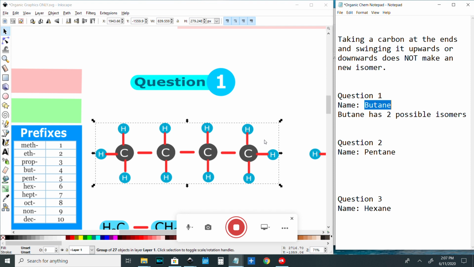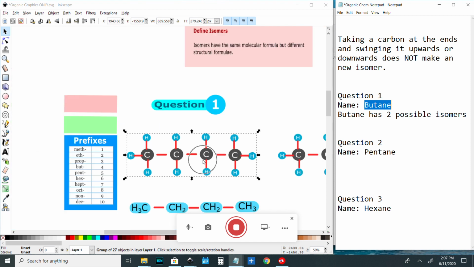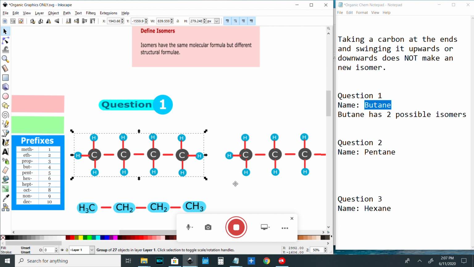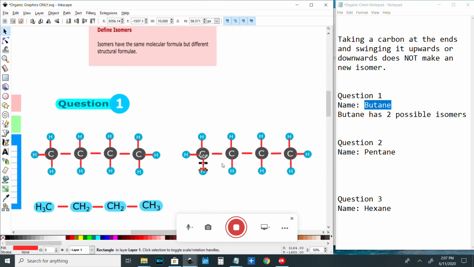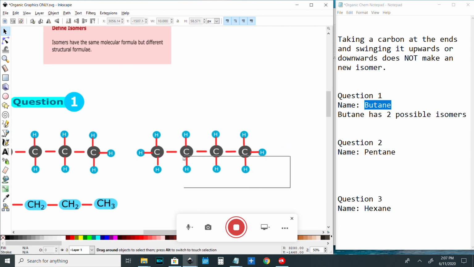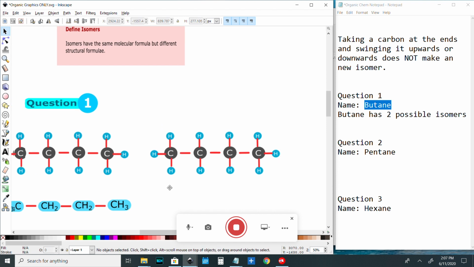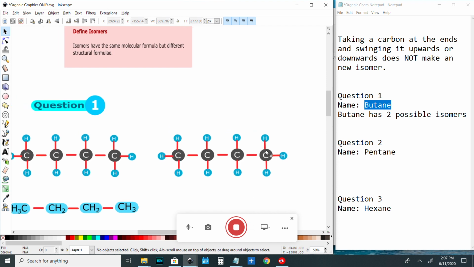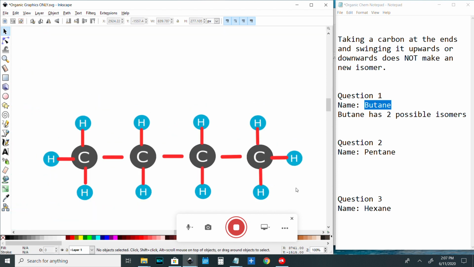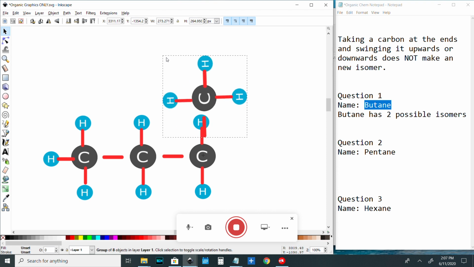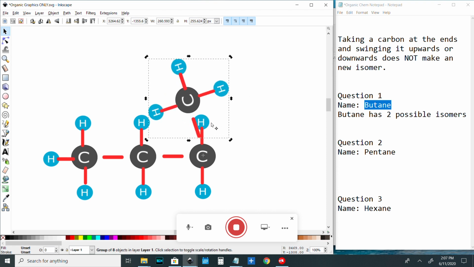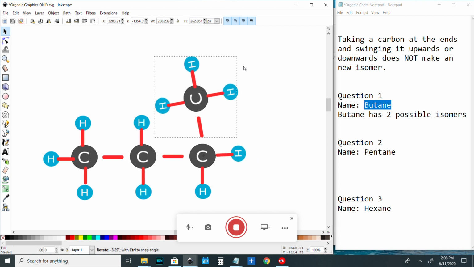So I'm going to do the wrong thing first. Let me scale it down and move across here. Here we have butane, okay? So what I'm going to do now is take butane here, let me zoom in a little bit for you guys, and I'm going to take the end C and swing it upwards like this. And this H here, I'm going to swing downwards to make space. Let me just neaten it up here for you guys.